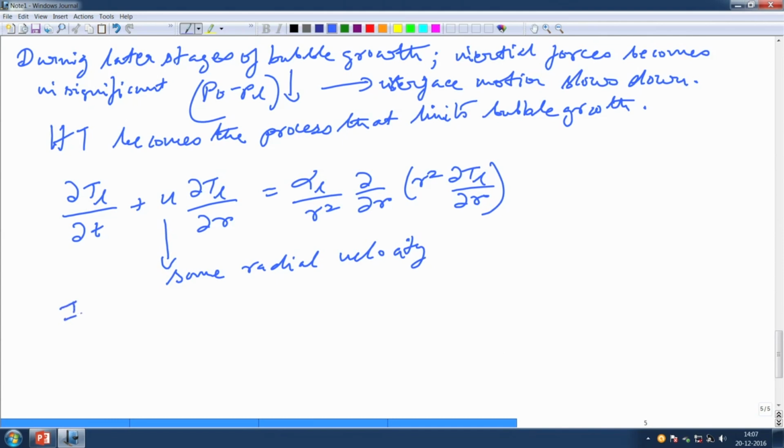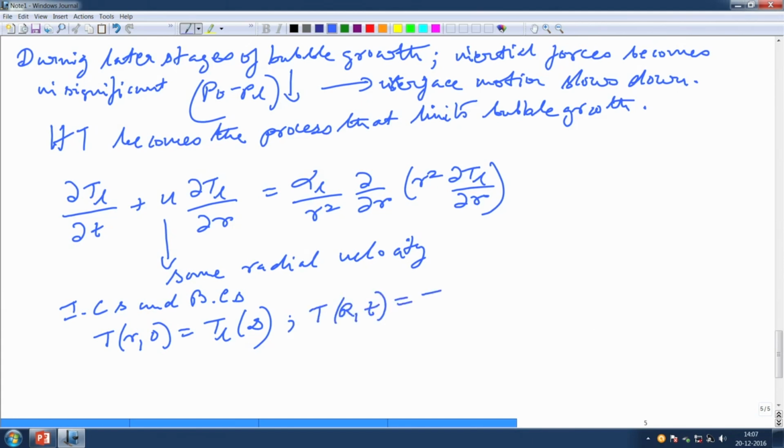So, the initial conditions and boundary conditions therefore become T at r comma 0 is the same as T infinity, T at r comma t is equal to the saturation temperature, this is the surface of the bubble, and T at infinity comma t will be equal to TL at infinity, got it. So, these are the initial and the corresponding boundary conditions that you have.